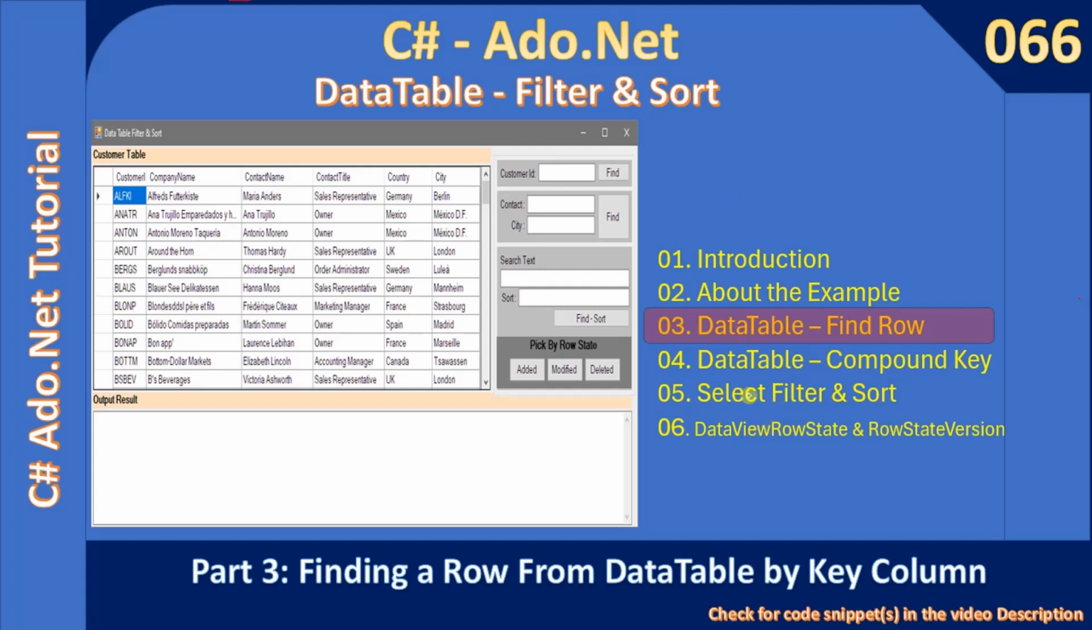Hello friends, welcome to ADO.NET tutorial. In this video, we will see how to find a row from data table by specifying the key column. That means here we are going to concentrate on this specific section.